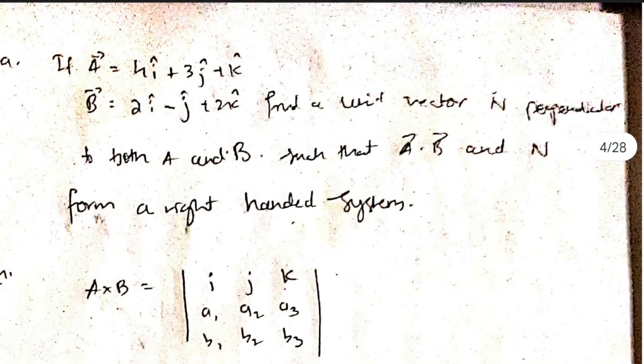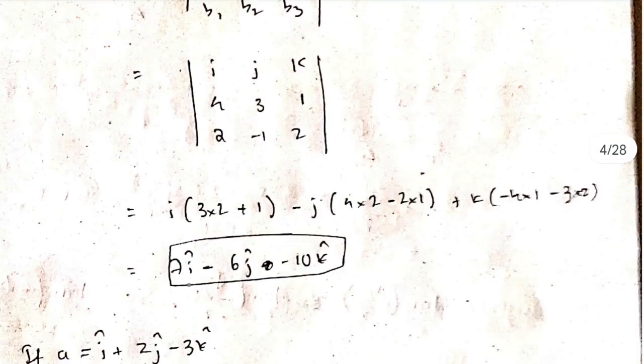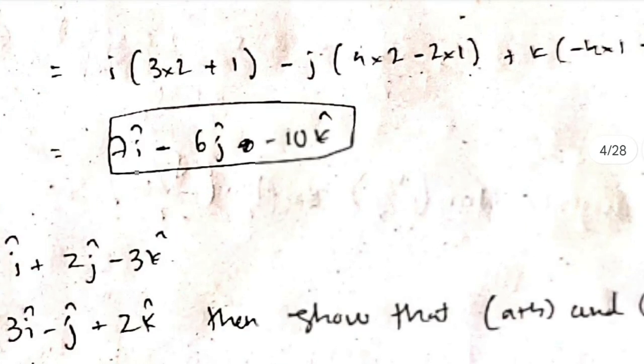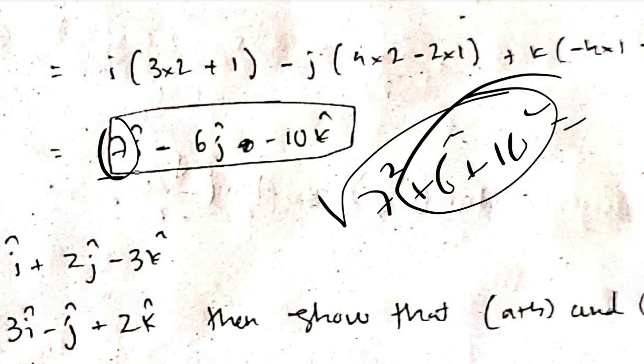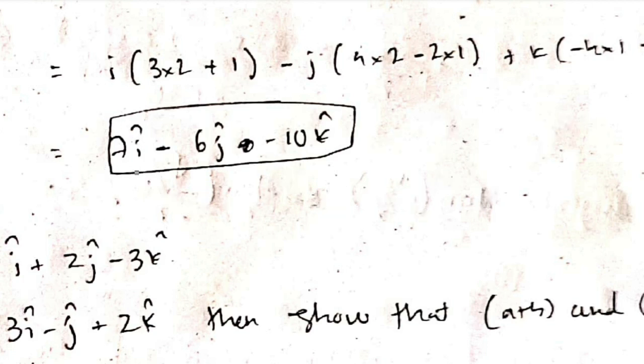After we have found that, to find the unit vector, what you have to do is find the magnitude of this vector and divide it by itself. How to find the magnitude of a vector: you take the square root of 7 square plus 6 square plus 10 square. That answer you get, divide each of these terms by it. Okay, I forgot to do that, but that's how you'll find the unit vector.